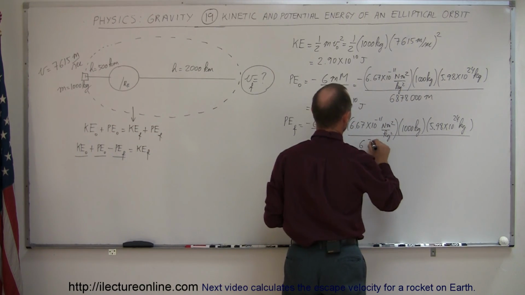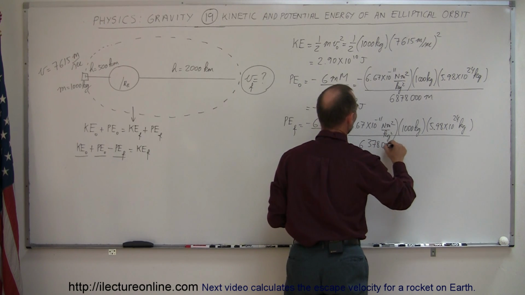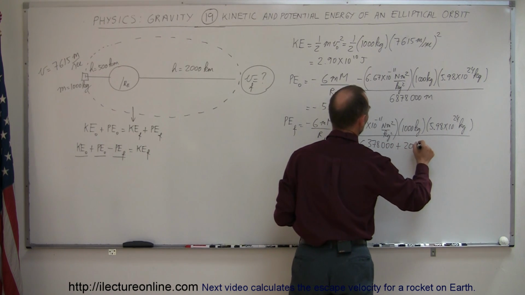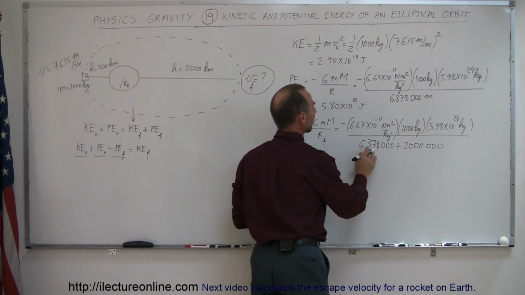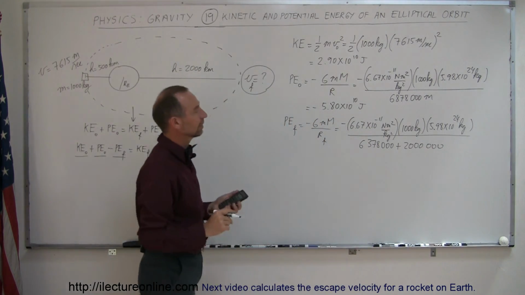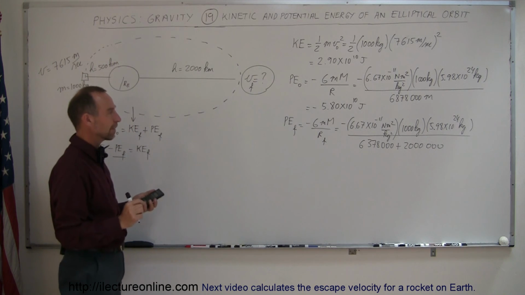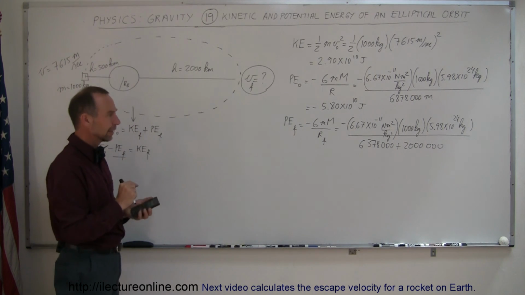So that's 6,378,000 plus another 2 million meters. So it would be 8,378,000 instead of 6,378,000. All right, so let's plug those numbers in.